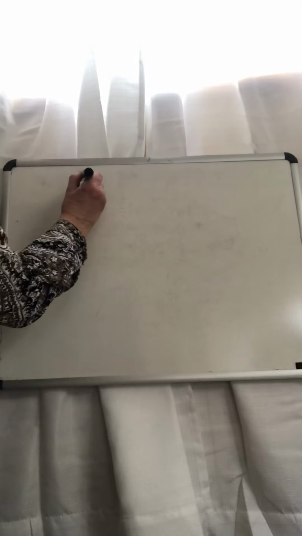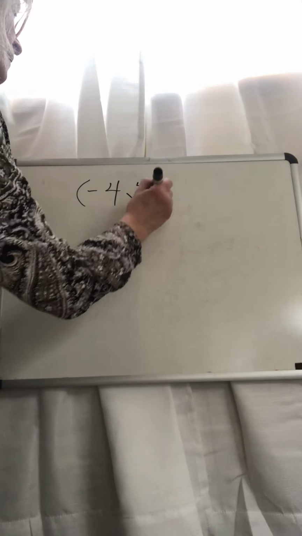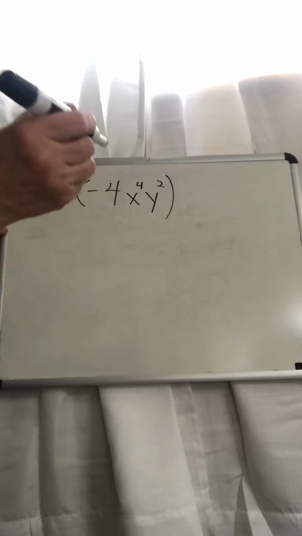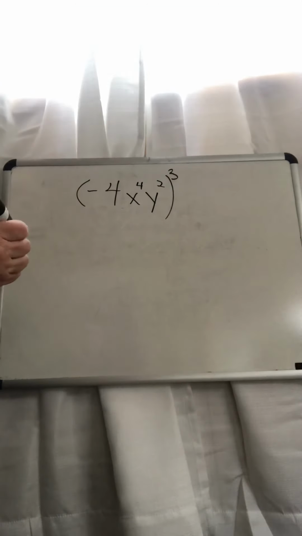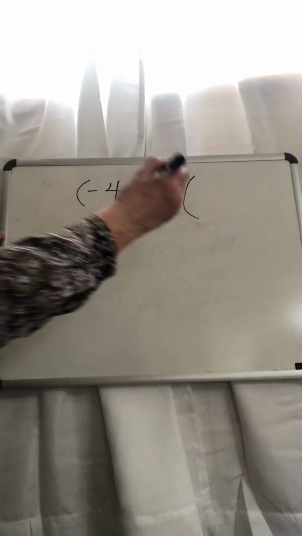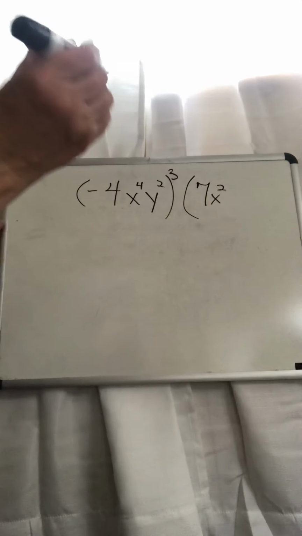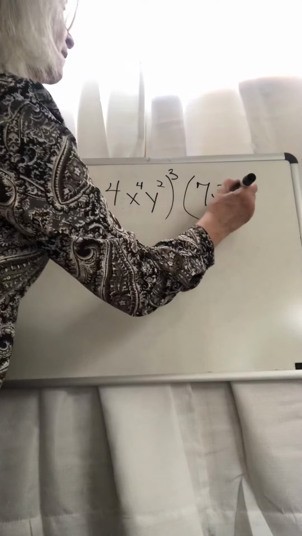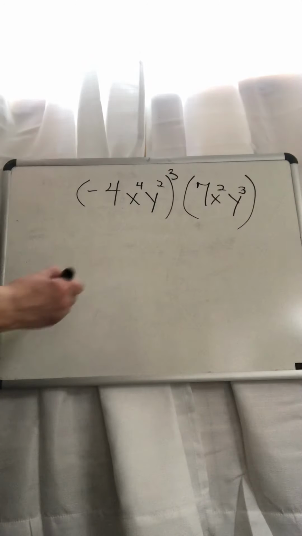So we have a parenthesis, then a negative 4, x to the 4th y squared, and there's an exponent of 3 outside the parenthesis. And then it's right next to another parenthesis, so of course that means to multiply. So then we have 7x squared y cubed, and then the end of the parenthesis. And there is no exponent outside this term.